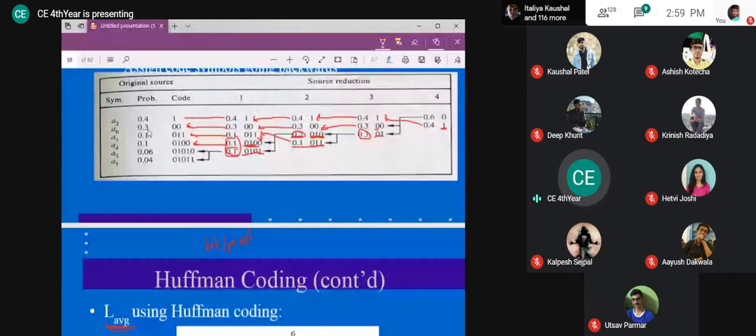So what is the average length of the code? We can say that it is the length of the code into the probability of occurrence of that length. So the length of the code is 1 and the probability of occurrence of that length is 0.4, plus the length of the code is 2 and the probability is 0.3, plus the length of the code, which is 3, into the probability of occurrence of that length, which is 0.1, plus the length of the code is 4 into the probability of 0.1. The length of the code 1, 2, 3, 4, 5 is 5, and the probability of occurrence of that length, how many times this length is going to take place, is 0.6 times.